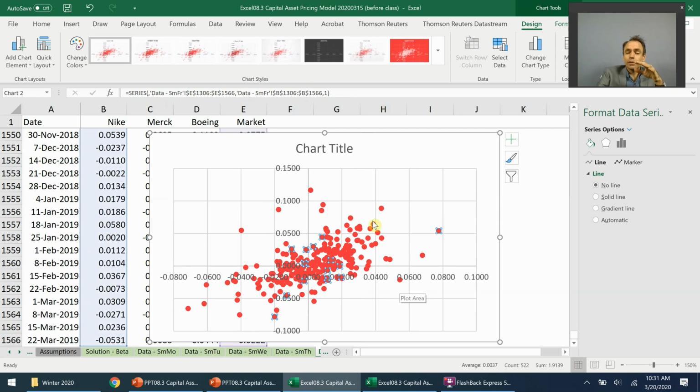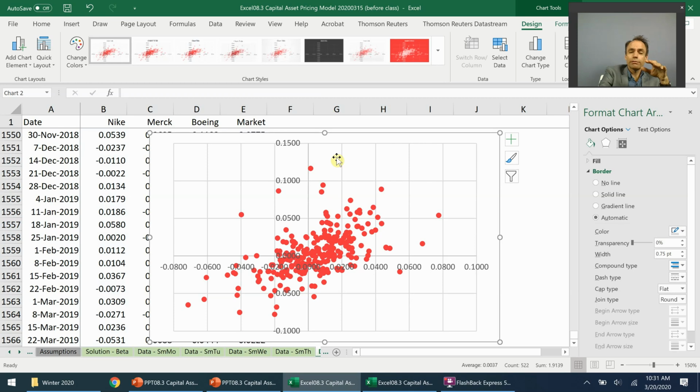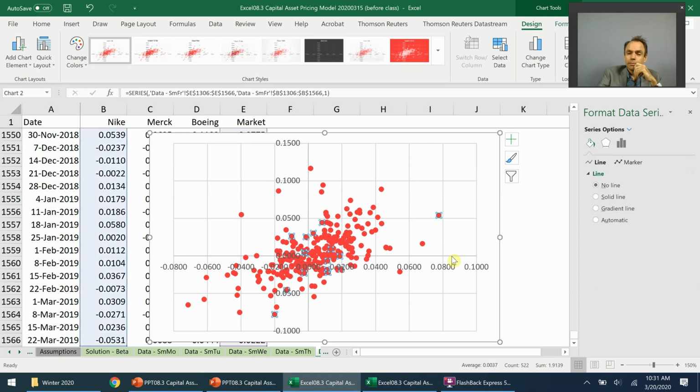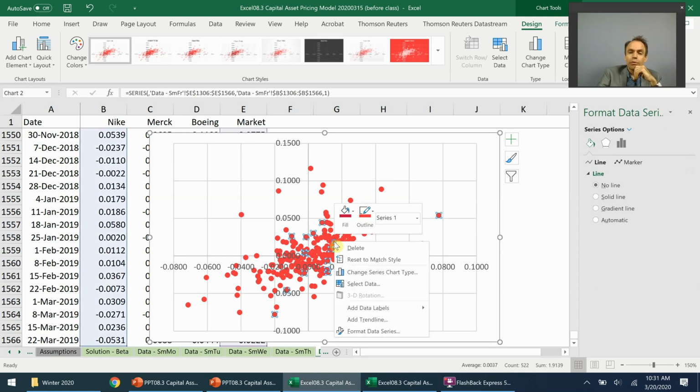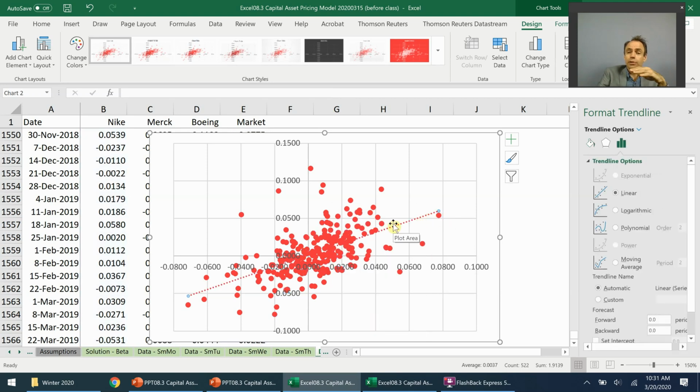The horizontal axis represents market returns. The vertical axis represents stock returns. And each of those data points is an individual week. To find beta, I have to click on the data. In fact, I have to right-click on it, and I have to add trend line. And that produces a line of best fit.